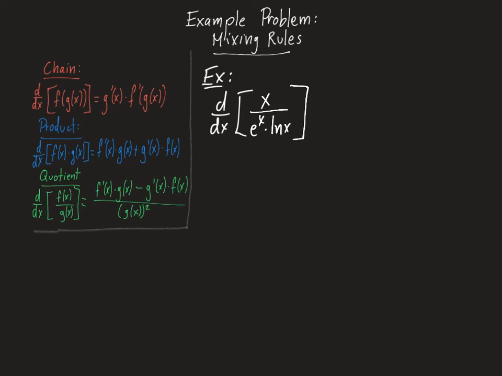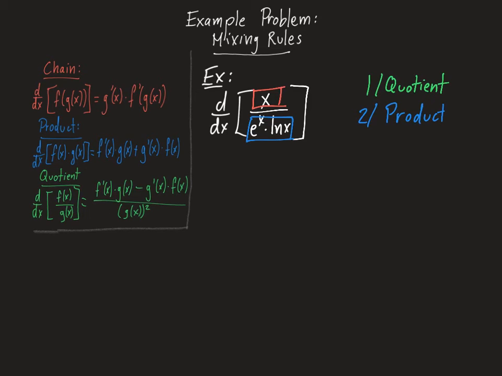Okay, so we can see in this problem that the outermost rule that we're going to need to use is a quotient rule. We have 2 functions that are being divided one by the other. But we also see that within this quotient rule, we're going to have to do a product rule. All right, how can we tell this? Well, we can see that we have 2 functions, one divided by the other. However, when you take a closer look at the denominator, you can see that we have, in fact, 2 functions multiplied one by the other.